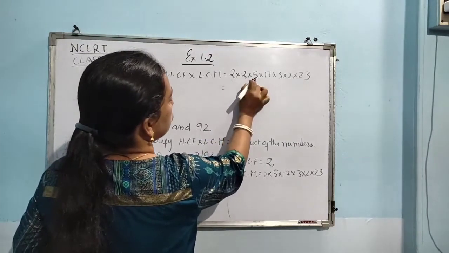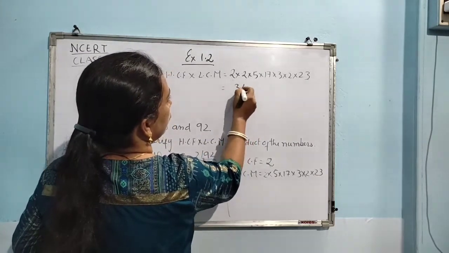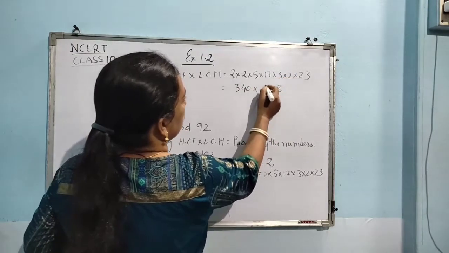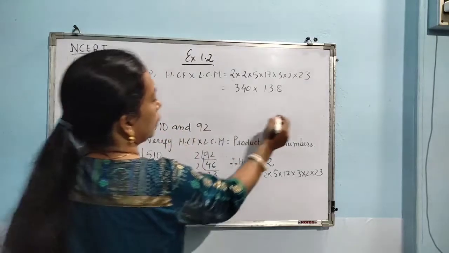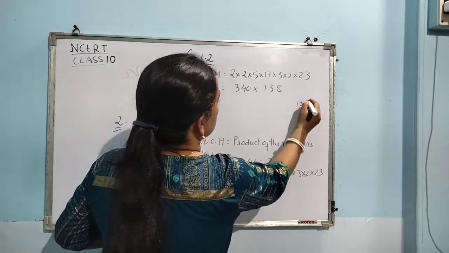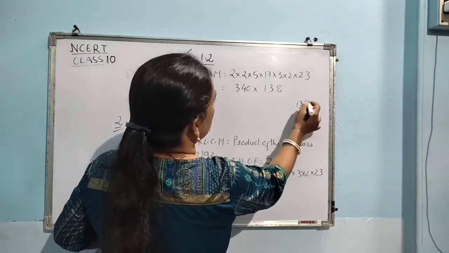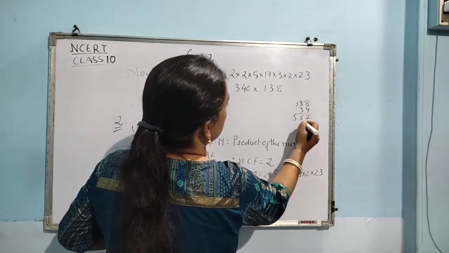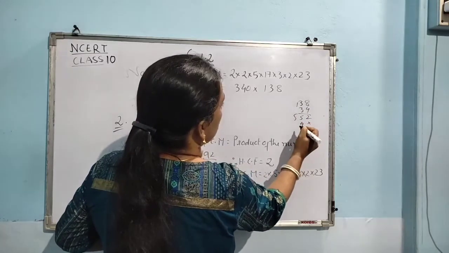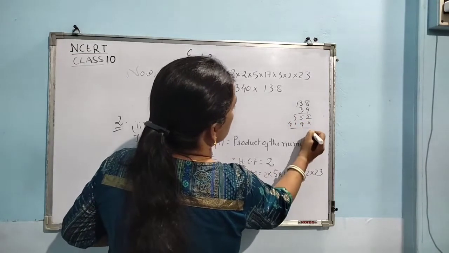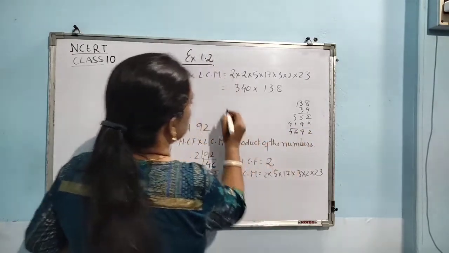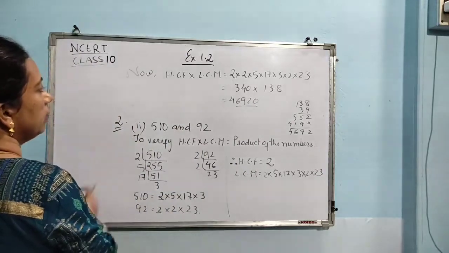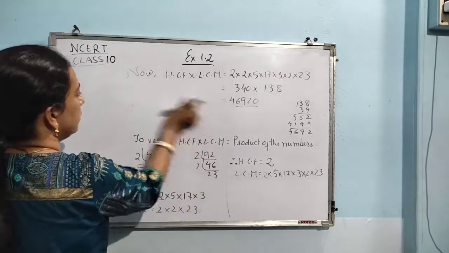2 2s are 4, 4 5s are 20, 17 2s are 34, 340, 3 2s are 6, 6 3s are 18, 138 and 340. So do the multiplication and find out. 138 and 340, 46920. So this is what we have got after multiplying the HCF and LCM.